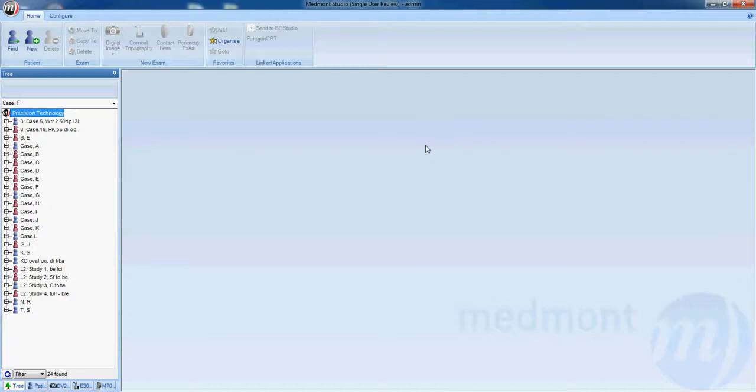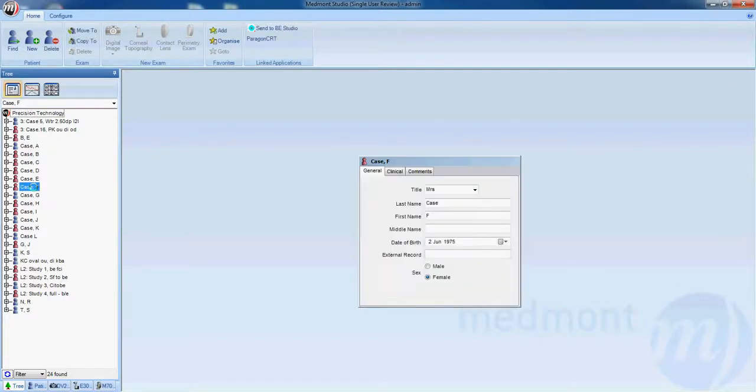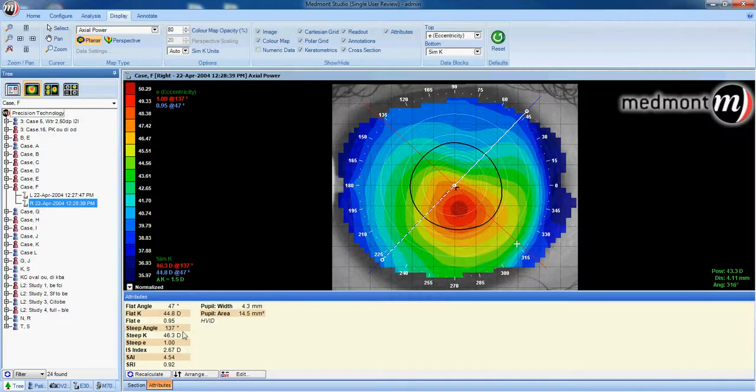This is video 7 on disease detection analysis with your Medmont E300 corneal topographer. Let's open up a patient file and select a corneal topography.